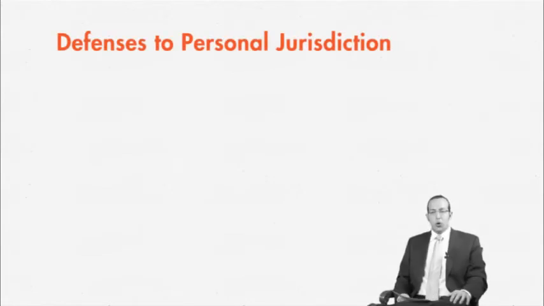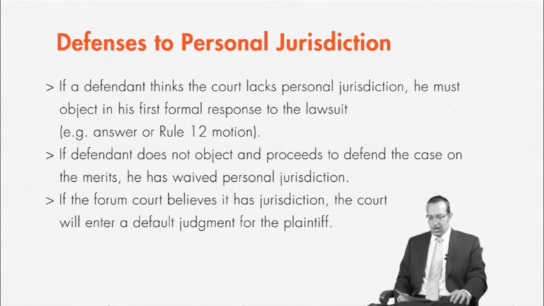If the defendant thinks that the court lacks personal jurisdiction, he must object in his first formal response to the lawsuit. Typically, that's going to be his answer or his Rule 12 motion, which we'll discuss later. If the defendant does not object at that early stage and proceeds to defend the case on the merits, he has waived personal jurisdiction and will not be able to argue it later.